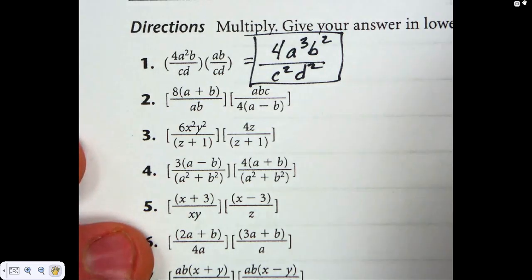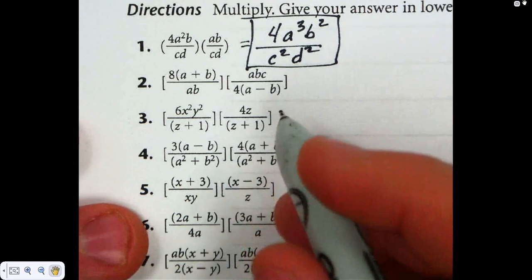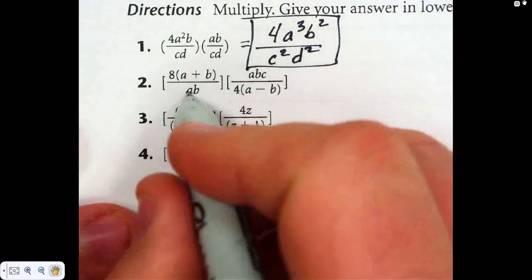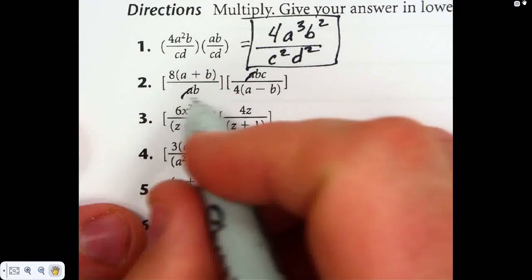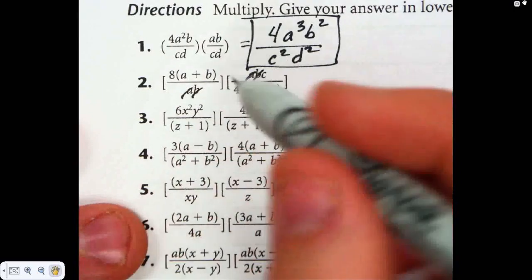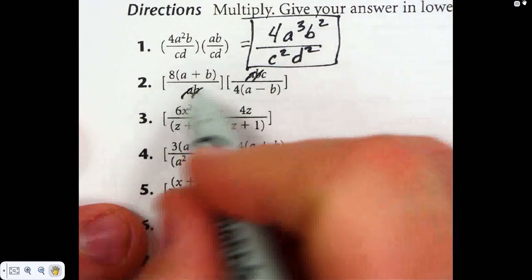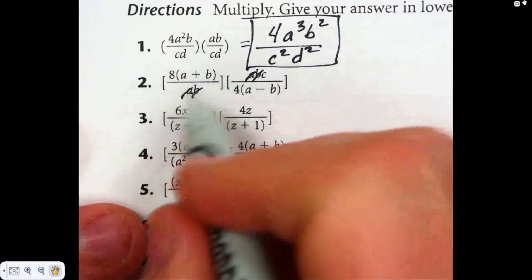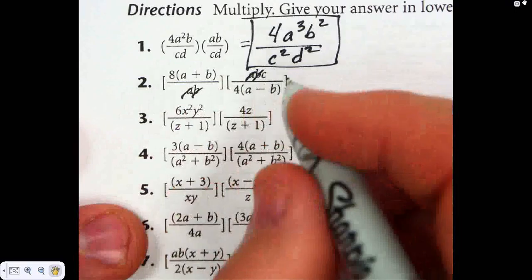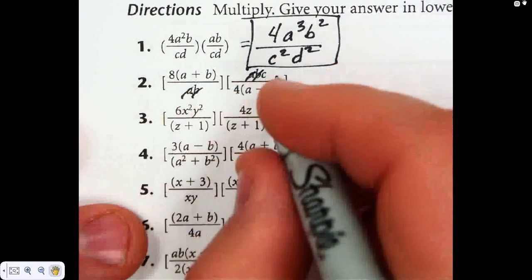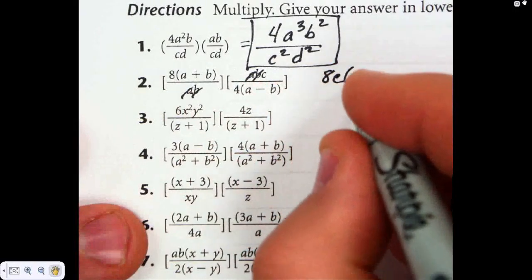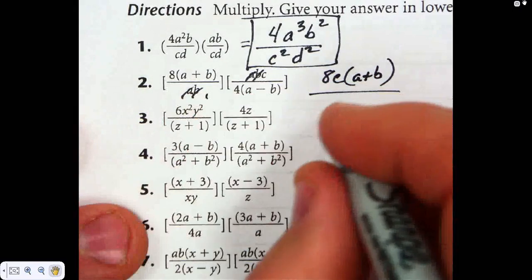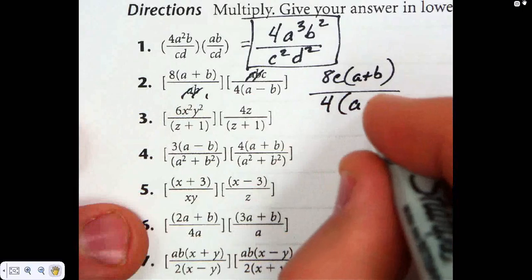However, on something like number 2, you can look down here to up here. If you'll notice, this A cancels with this A. This B cancels with this B. And the reason you can do this is because there are no pluses or minuses in between them here. I know there is over here, but there isn't over here. So now when you multiply through, you have an 8 and a C left, so it's 8C times A plus B, all of that over, this is just 1 times 4, so 4 times A minus B.